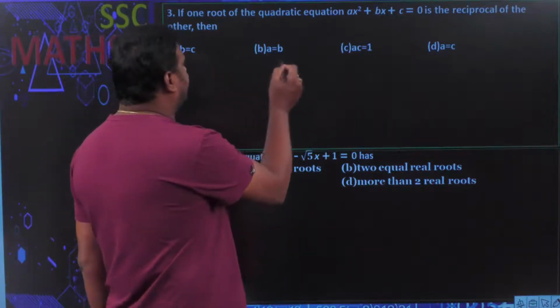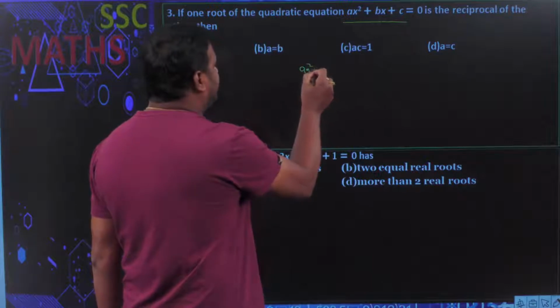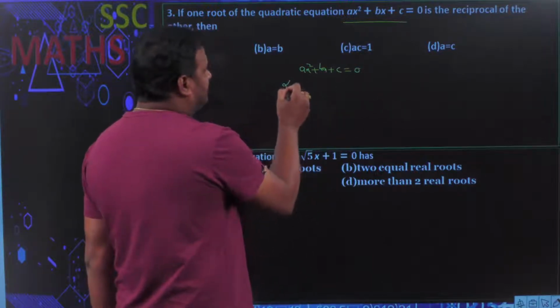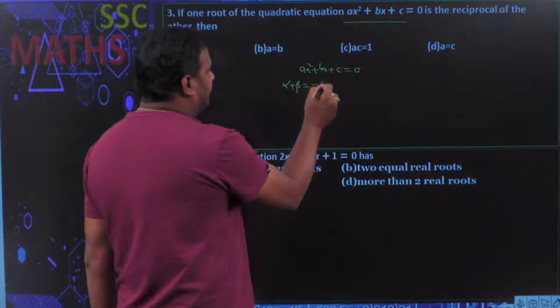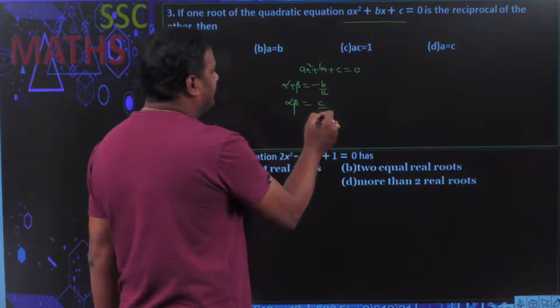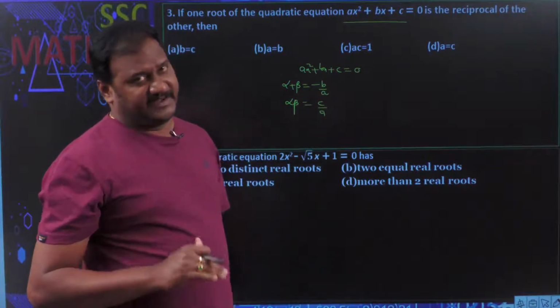See, the given quadratic equation is ax square plus bx plus c is equal to 0. Suppose the sum of the roots of this quadratic equation is minus b by a and the product of the roots is going to be c by a. When the roots are different roots, they are alpha and beta.